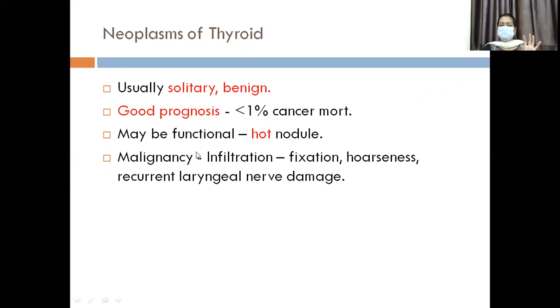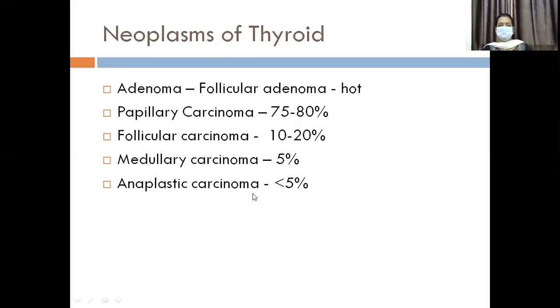Then what happens when there is malignancy is that there is infiltration to the other tissues. It can be fixed, that is hard, that is you can't move the structure. Hoarseness of voice is present. There can be recurrent laryngeal nerve damage which can cause change in the voice. So what are these neoplasms? Adenoma, follicular adenoma, papillary carcinoma, follicular carcinoma, medullary, and anaplastic, in which the majority is papillary carcinoma.